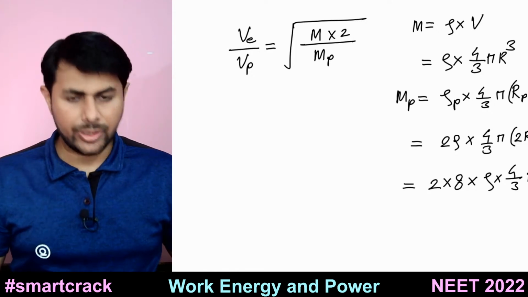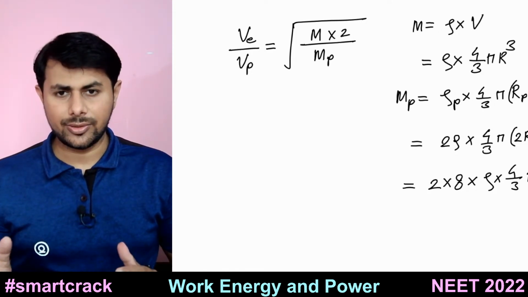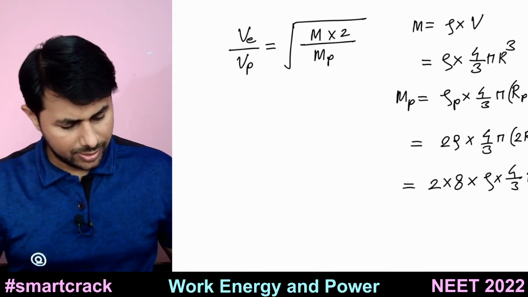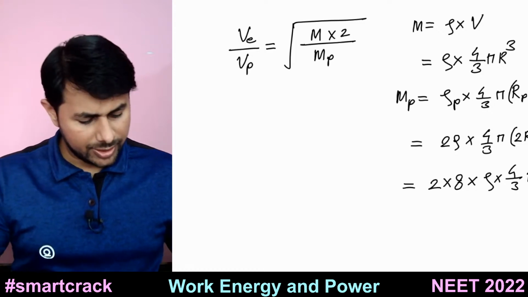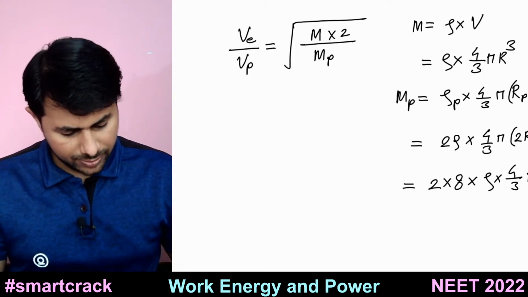Okay, and what is 4 by 3 pi r cube? Is it going out? Oh, I'm sorry for this.